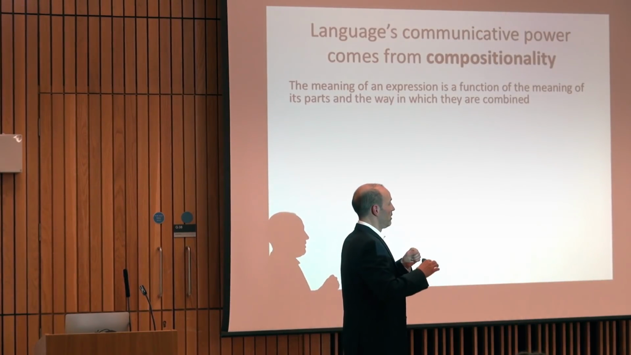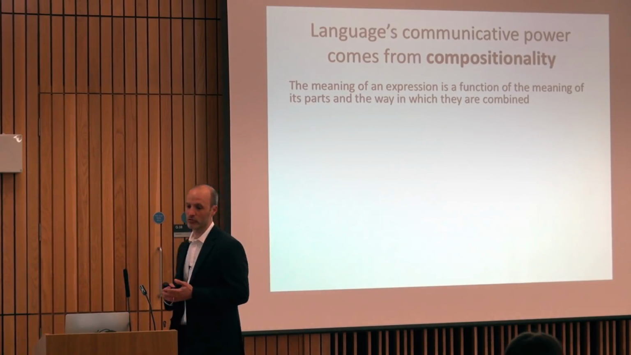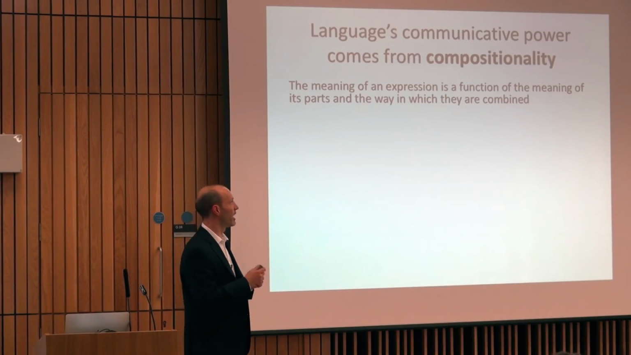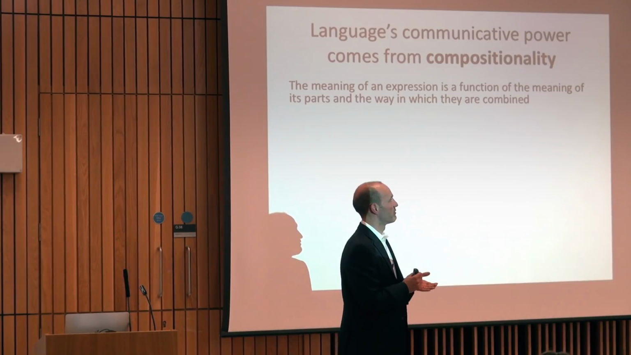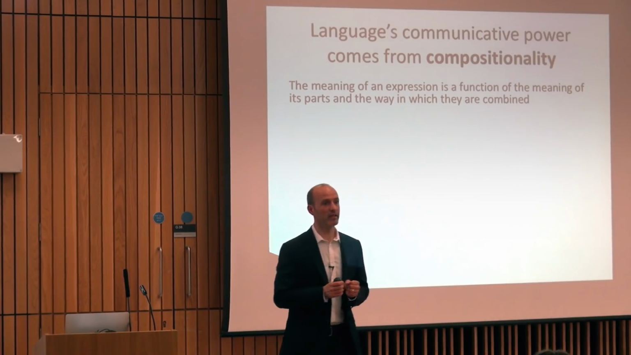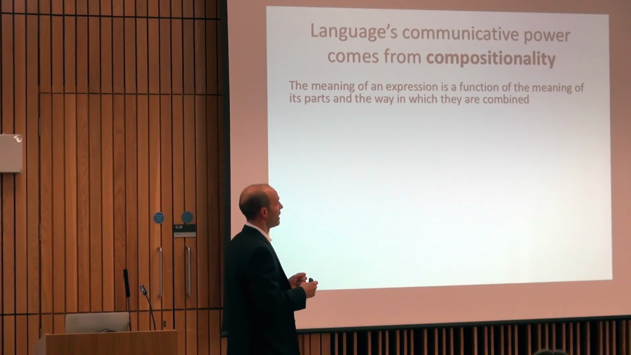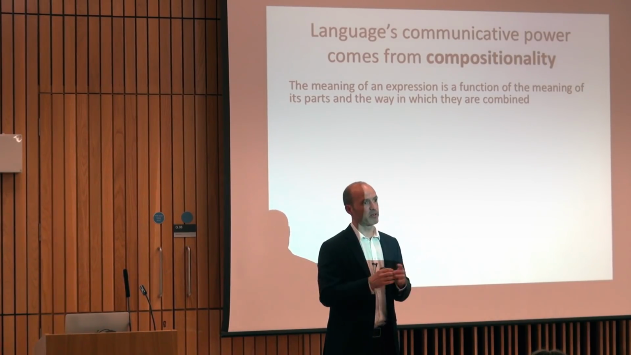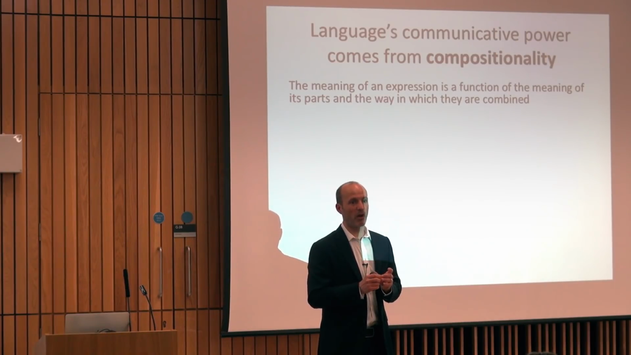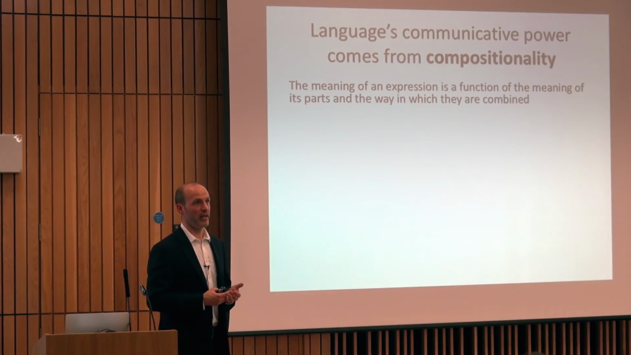Okay, so where does language's expressive power come from? Languages have this open-ended communicative potential because they're compositional. Okay, so what that means is that the meaning of an expression is a function of the meaning of its parts and the way in which they're combined. So you can build complex linguistic expressions, sentences, phrases, whatever, by combining words or simpler units in a rule-governed way, and the meaning of the complex whole is a predictable combination of the meaning of the parts, depending on the way in which they're combined. And this is what gives language its open-ended expressive power.